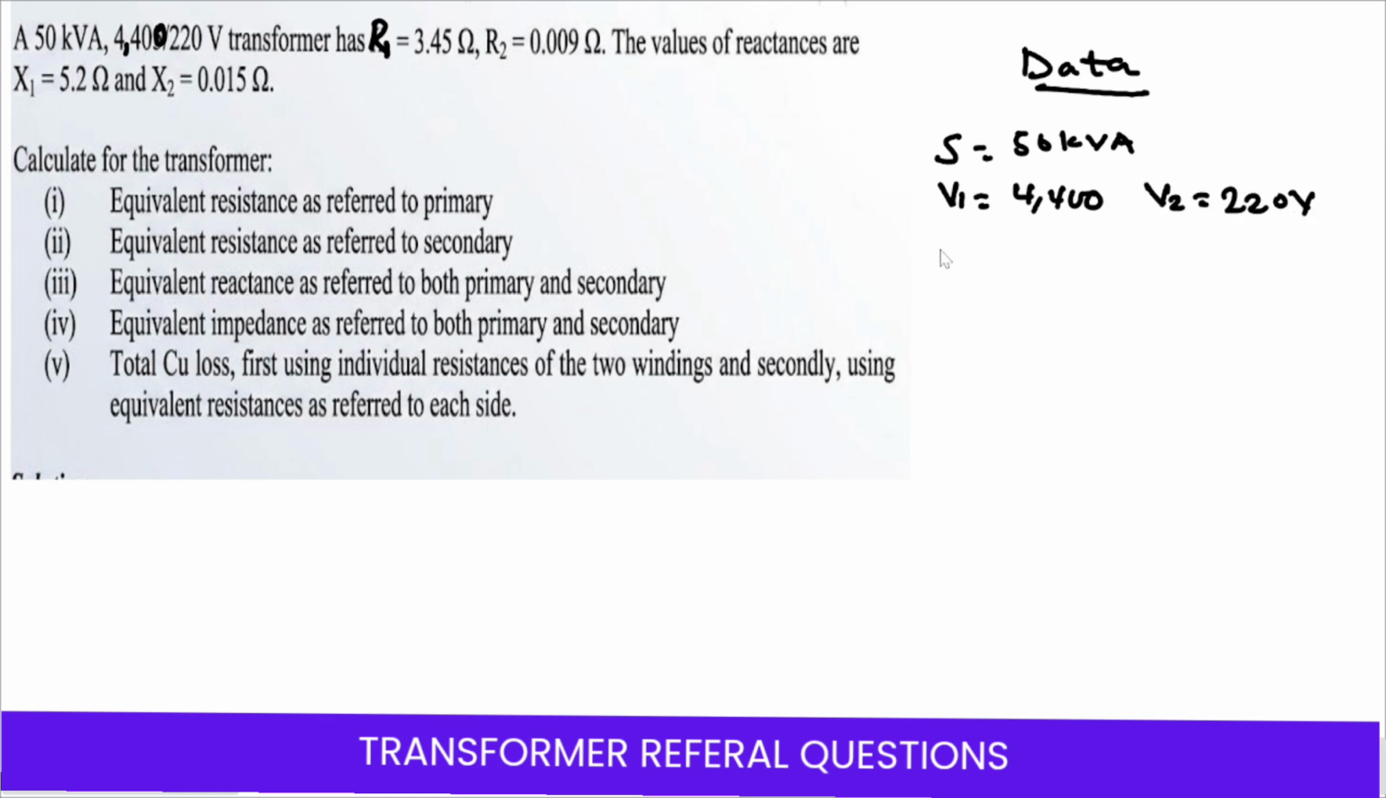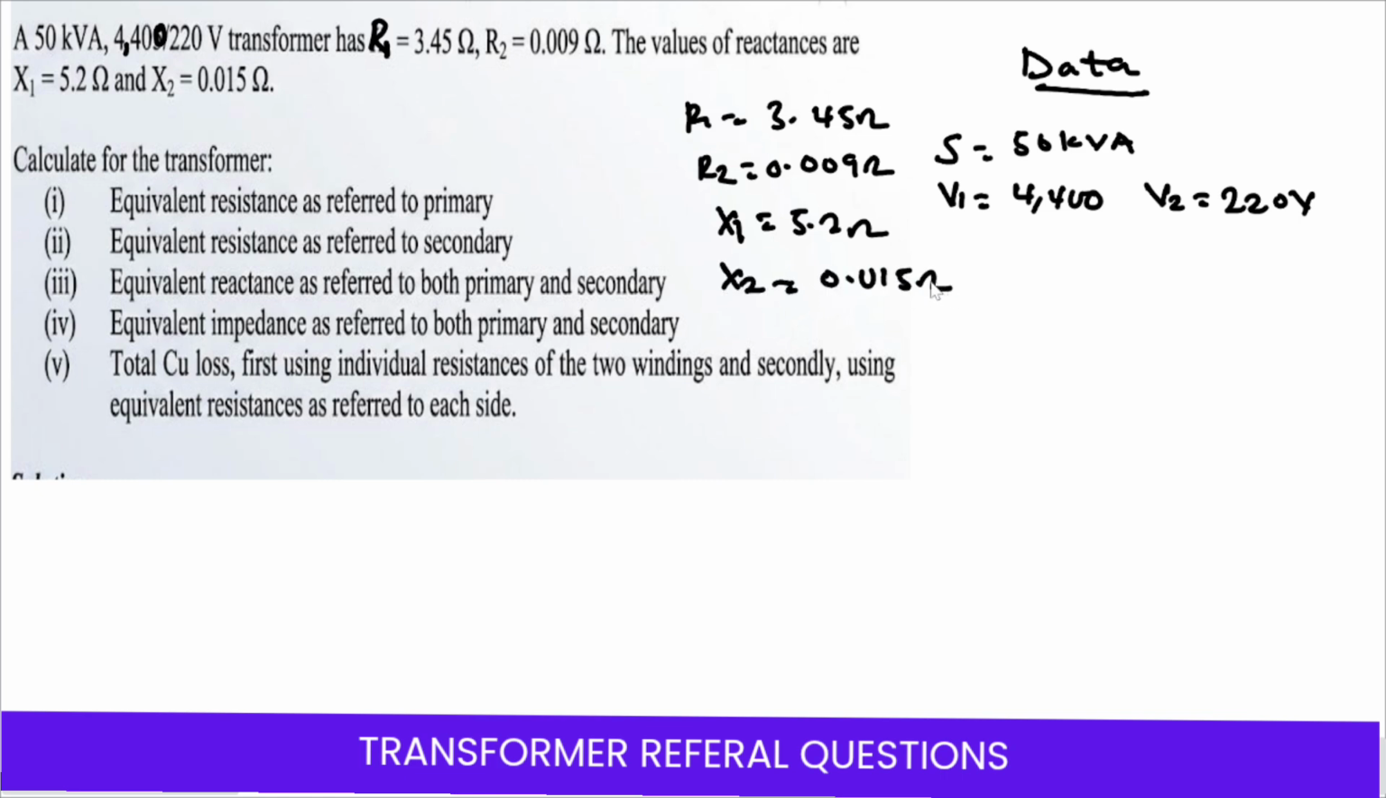220 volts. Now the transformer has a resistance R1 equal to 3.45 ohms, and R2 is 0.009 ohms. The values of the reactances are: X1 is 5.2 ohms, and that of X2 is equal to 0.0115 ohms. Now calculate the transformer.